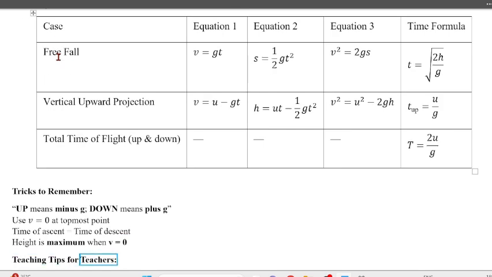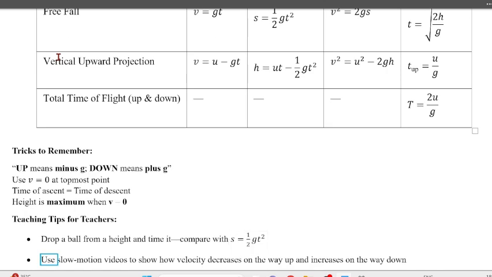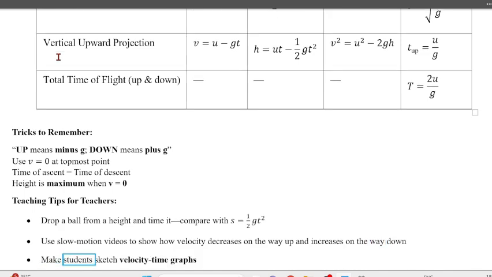Teaching tips for teachers. Drop a ball from a height and time it. Compare with s equals 1/2 gt². Use slow motion videos to show how velocity decreases on the way up and increases on the way down. Make students sketch velocity-time graphs.